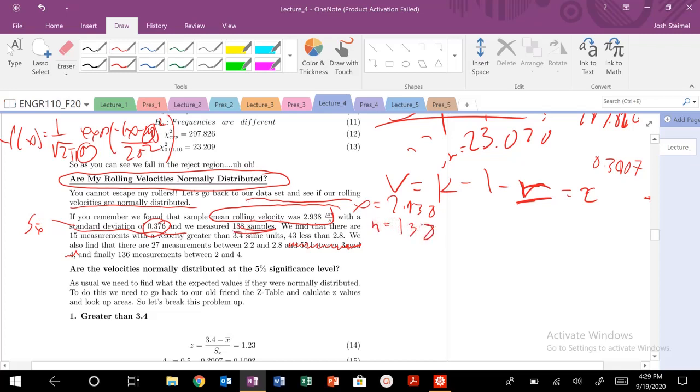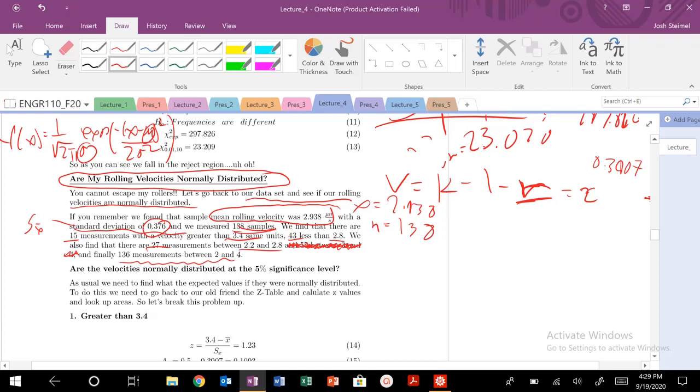So it says here that we found that there are 15 measurements with velocity greater than 3.4, 43 measurements less than 2.8, and 27 measurements between 2.2 and 2.8. And then finally, ignore this, there's a typo here. I've updated that in the notes. There are 136 measurements between 2 and 4.